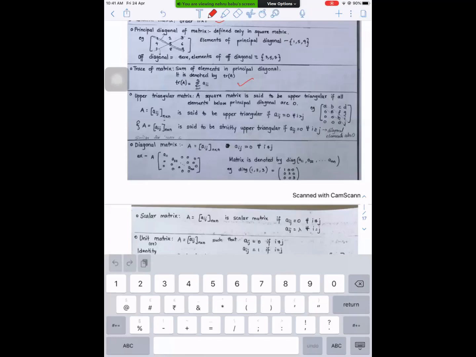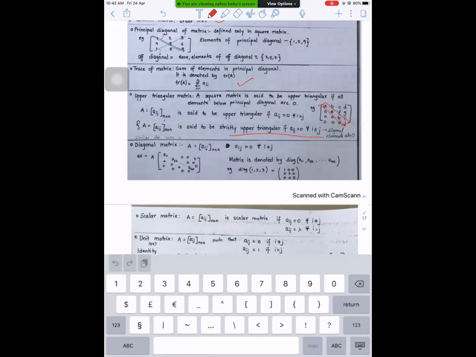Next, upper triangular matrix. And here one more thing, strictly upper triangular is also there. An upper triangular matrix means a square matrix is said to be upper triangular if all elements below the principal diagonal are 0, so Aij equals 0 for all i greater than j. And strictly upper triangular means including diagonal elements also 0. That is the difference between upper and strictly upper. So even this diagonal is 0 in the strictly upper triangular case.